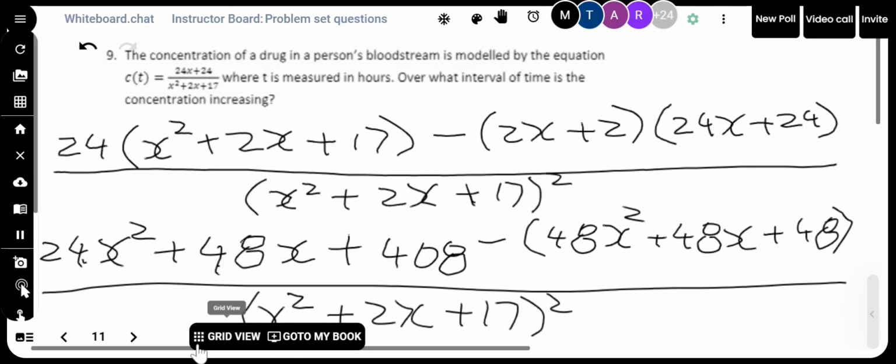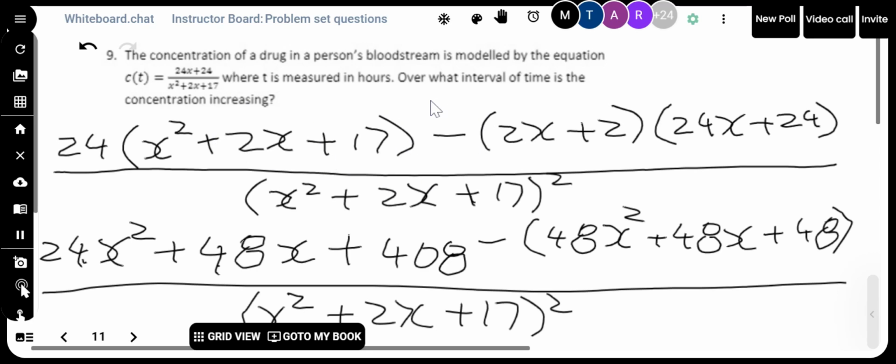So let me just review the question that we're on right now. Concentration of a drug in a person's bloodstream is modeled by an equation. It gives you the equation, and this equation is based on time. The concentration is related to the time. So the concentration is the dependent variable, and time is the independent variable. Time is measured in hours, and what we have here is the first derivative that we are trying to get.